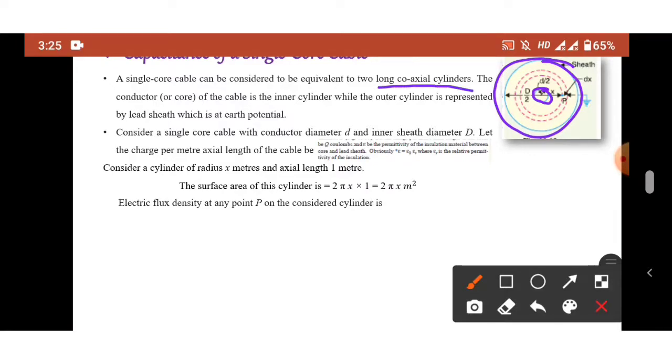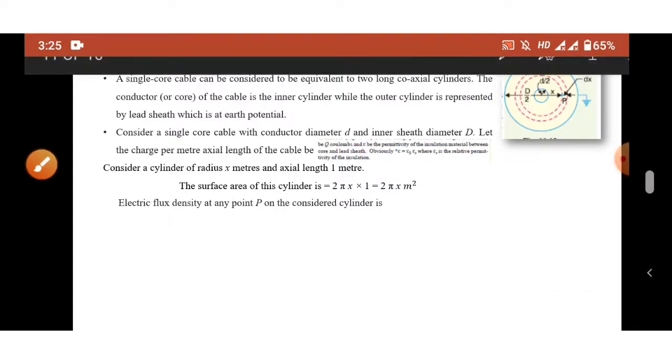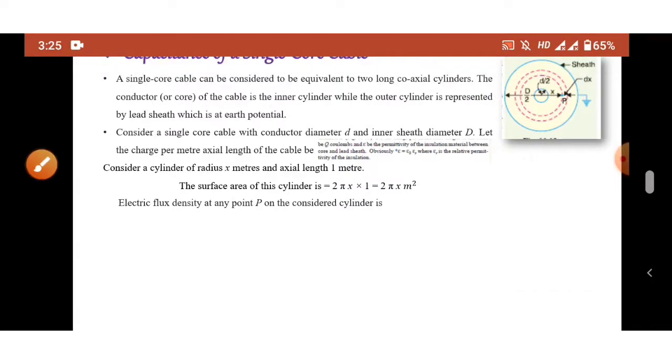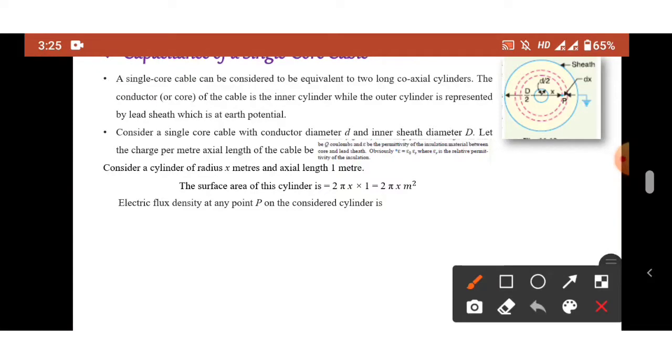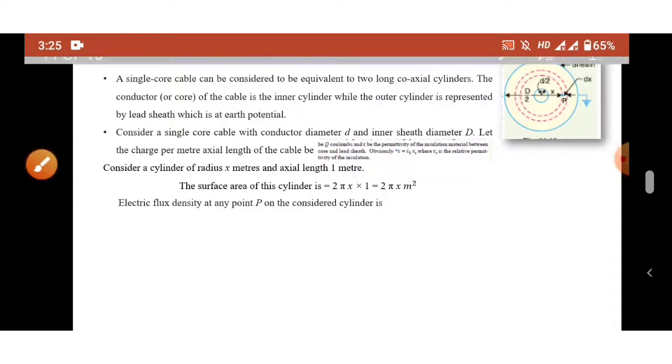Coaxial cylinders means the cylinders having same axis, that is having a common axis. So we can consider this conductor and metallic sheath as two long coaxial cylinders. So here the metallic sheath or lead sheath is at earth potential, that is it is earthed. And consider this figure.